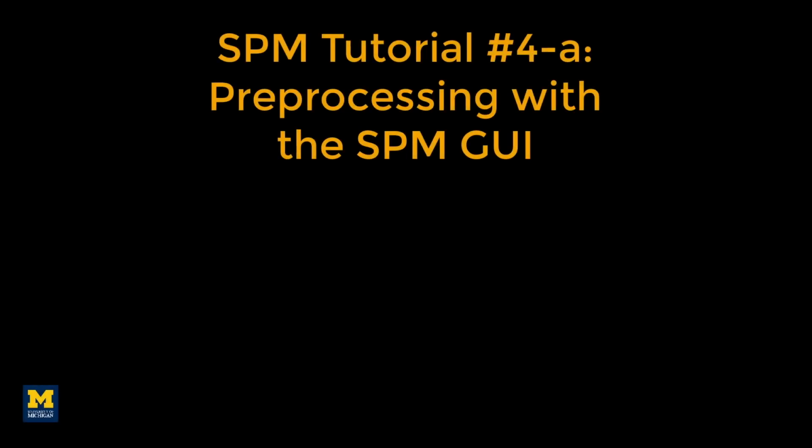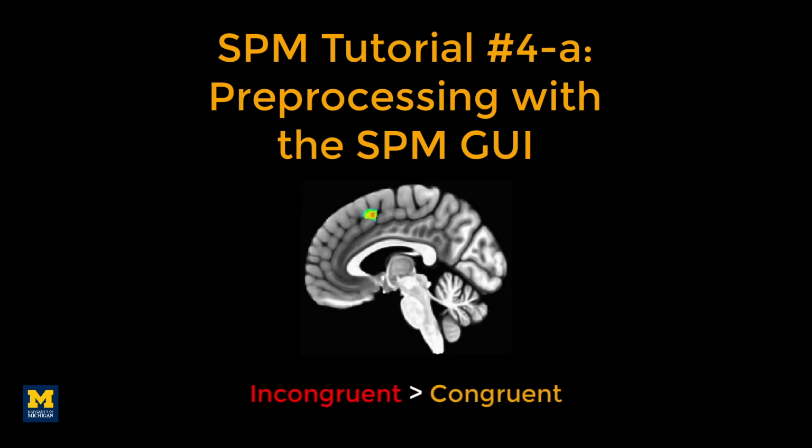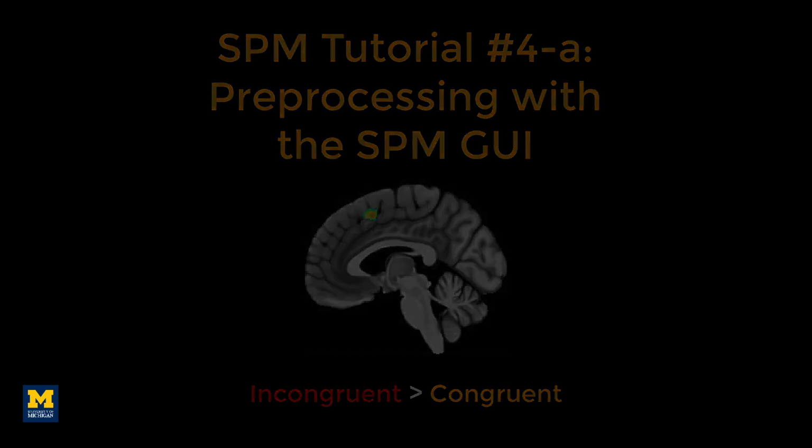Earlier, we learned that the goal of this course is to test for differences in brain activity between two experimental conditions, incongruent and congruent flanker trials. We expect that brain regions involved in cognitive control will be more active in the incongruent condition compared to the congruent condition. In order to test this, we'll first need to pre-process our data, which removes artifacts and cleans the images.